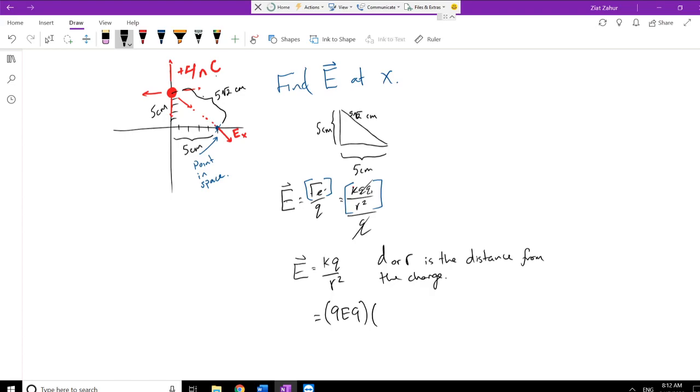Alright, how many coulombs is that? Chapito, do you know? How many coulombs is 4 nanocoulombs? I'll give you a hint, starts with a 4. Nano is 10 to the negative 9.